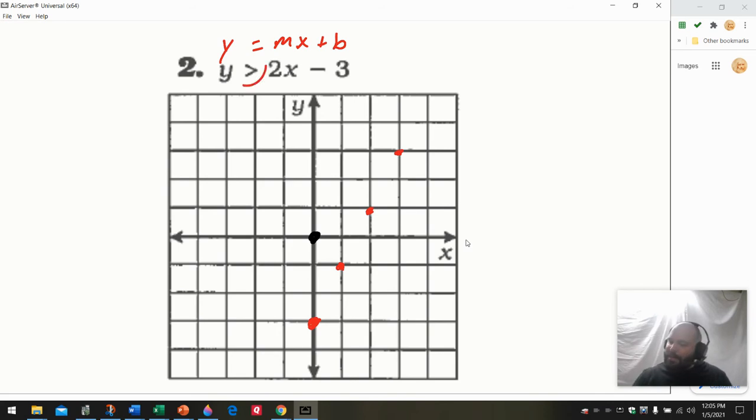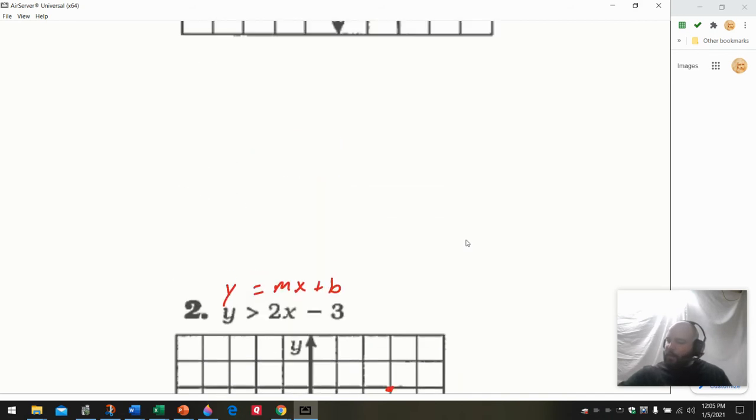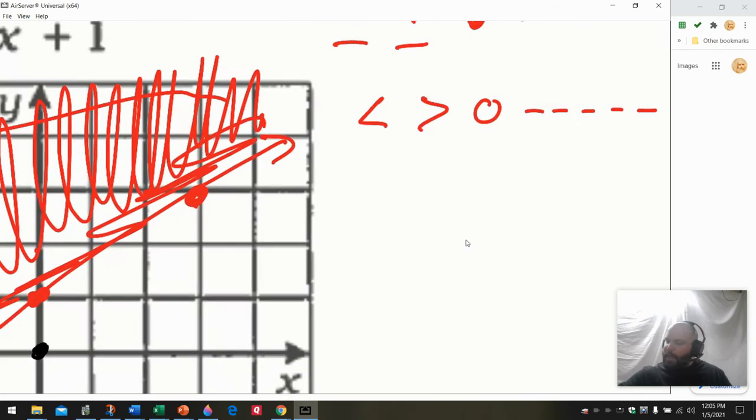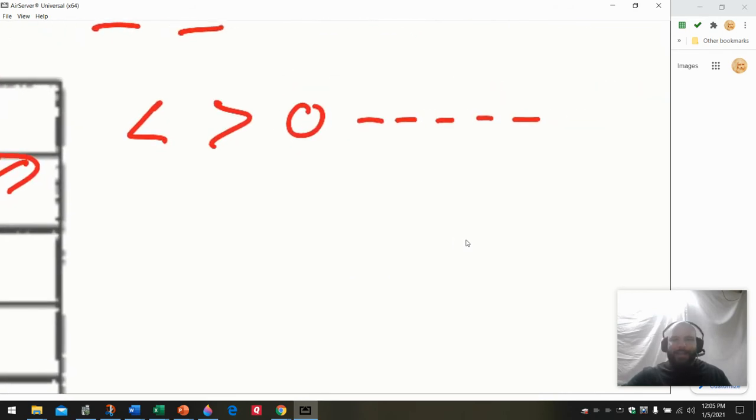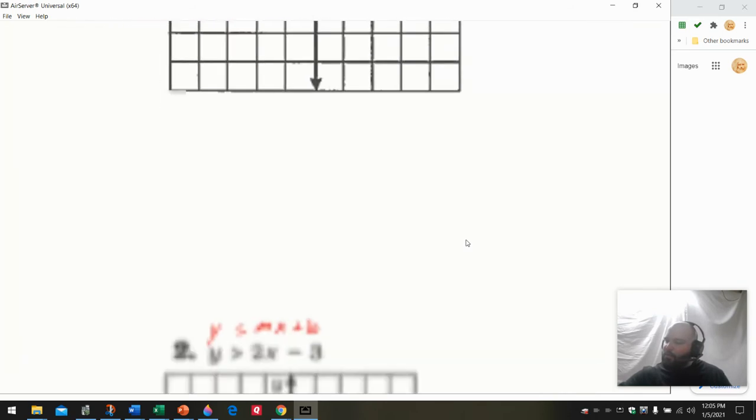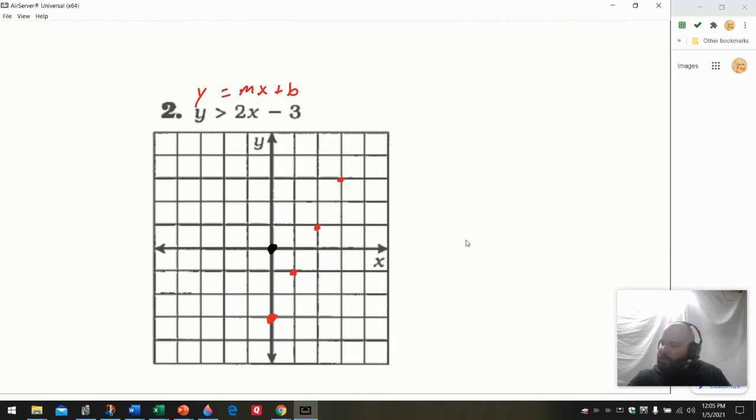In this case, because it's a strict greater than, and we can look up here, but when we have a strict greater than, it is going to be a dashed line. So rather than connecting these dots with a solid line, I'm going to go like this up through the line. And there's my dashed line. You do still want to put arrows on the end of that line so you know that it goes on forever. And the last thing to do now is to shade.